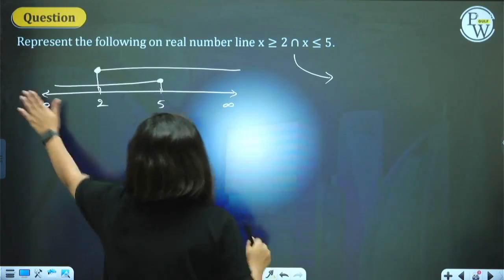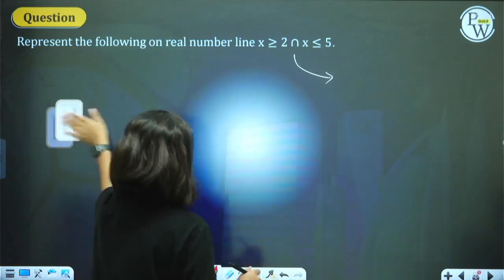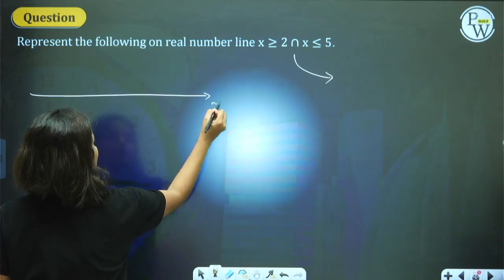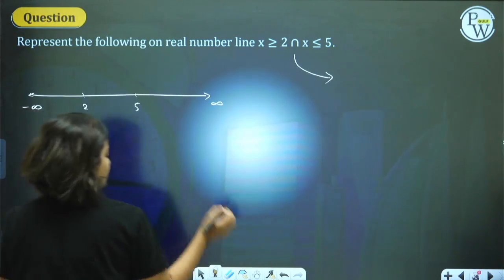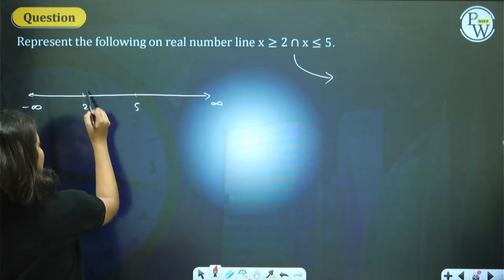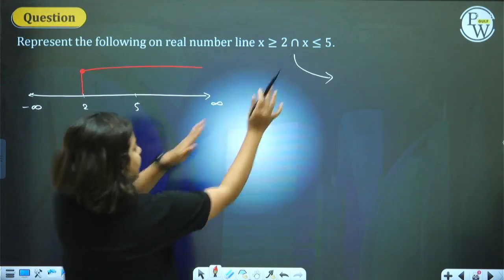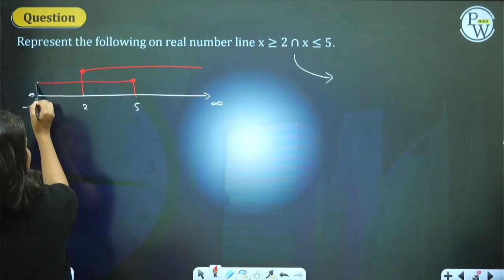Alright. Let me take a better way to show you. Plus infinity, minus infinity, 2 and 5. The first one says x is greater than or equal to 2, equal also, on the right side. The second says less than or equal to 5, equal also, and left also.